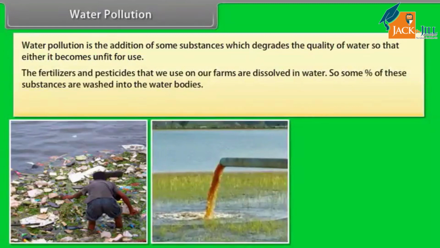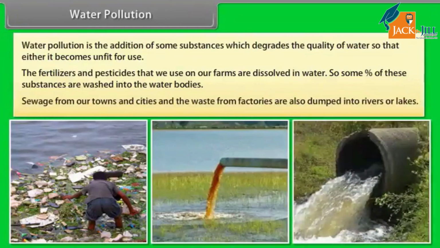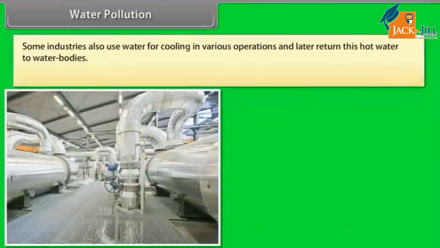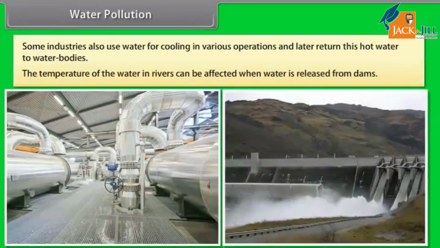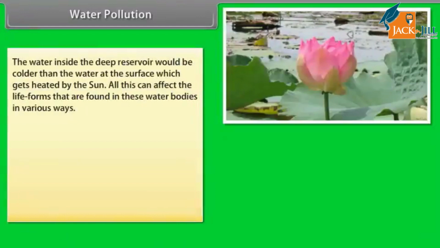% of these substances are washed into the water bodies. Sewage from our towns and cities and the waste from factories are also dumped into rivers or lakes. Some industries also use water for cooling in various operations and later return this hot water to water bodies. The temperature of the water in rivers can be affected when water is released from dams. The water inside the deep reservoir would be colder than the water at the surface, which gets heated by the sun. All this can affect the life forms that are found in these water bodies in various ways.